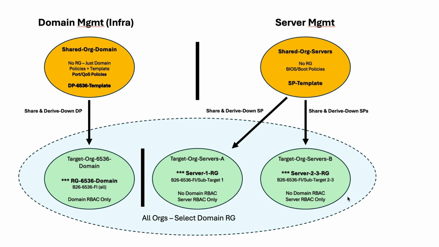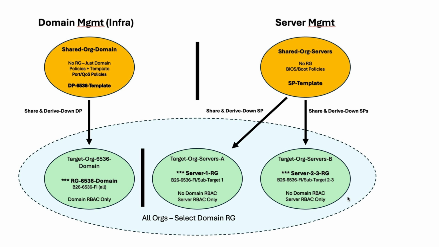One is a domain organization. And because it's a shared org, there's no resource group. So there's no hardware assigned to this org, or else we couldn't share it. But we do include domain policies and templates, for example, port policy and QoS policy for your domain profile template. And we create that template, and then we're able to derive down the domain profile from template down into the target org.